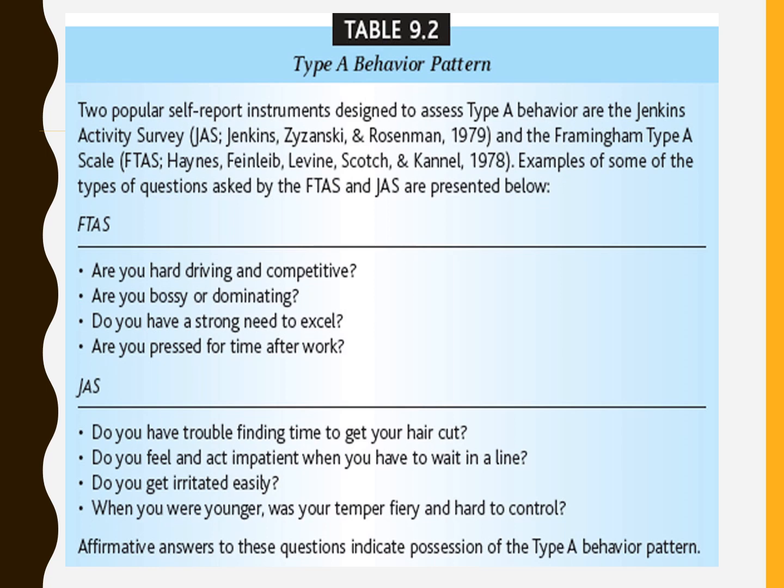This table shows us the popular self-report instruments that have been designed to assess Type A behavior, which are the Jenkins Activity Survey or JAS, and the Framingham Type A Scale or FTAS. Here you can see examples of some of the types of questions that will be asked using the FTAS and JAS.